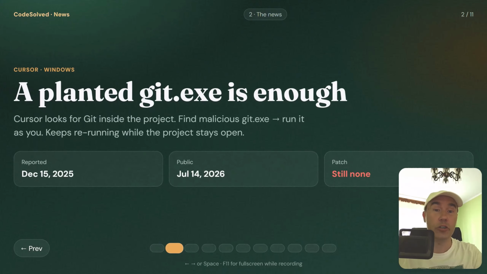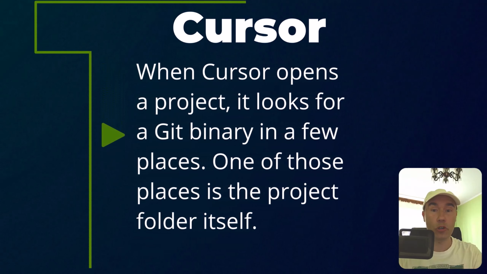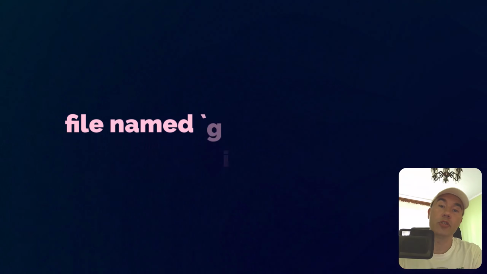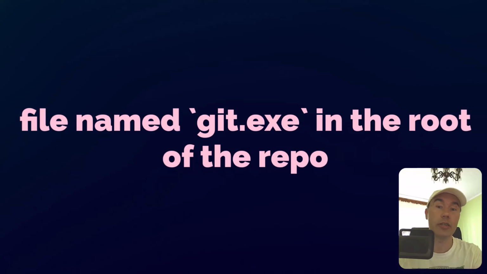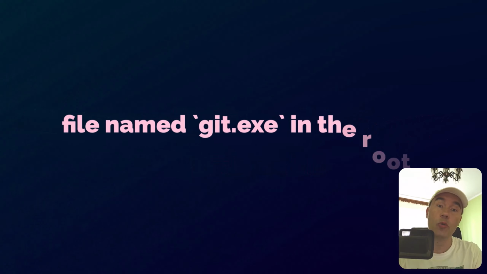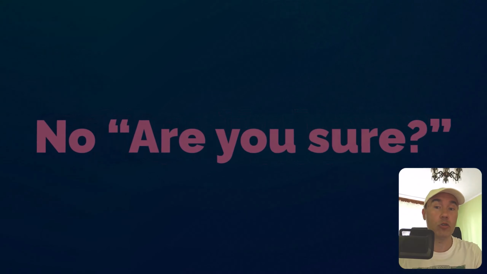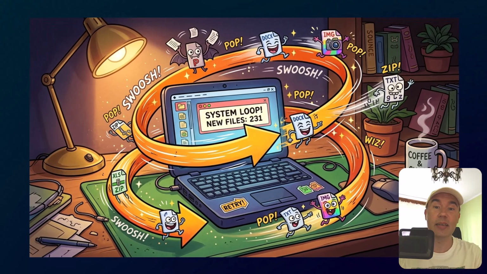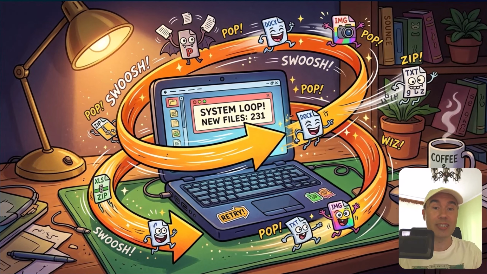Here is the short version. Security firm Mindgard found a bug in Cursor on Windows. When Cursor opens a project, it looks for a Git binary in a few places. One of those places is the project folder itself. So if an attacker puts a file named git.exe in the root of the repo, Cursor runs it automatically, no dialog, no "are you sure?" And it doesn't do it once, it keeps rerunning it while the project stays open.